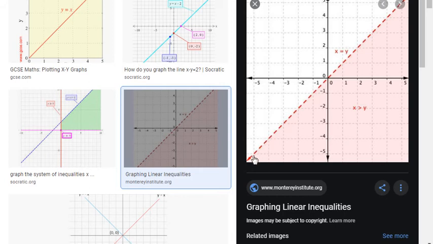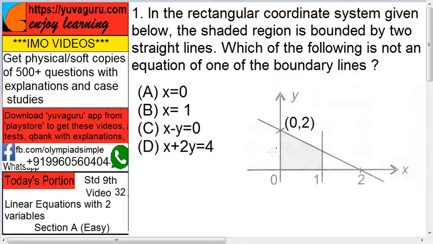So x equals to y is this line which cuts the origin at 45 degrees, and x equals to minus y is this line just opposite to this. It also cuts the origin at 45 degrees, but in quadrants 2 and 4, and x equals to y is in quadrants 1 and 3. Okay. So is there any line which cuts like this at 45 degrees in this area? No. So this does not satisfy.